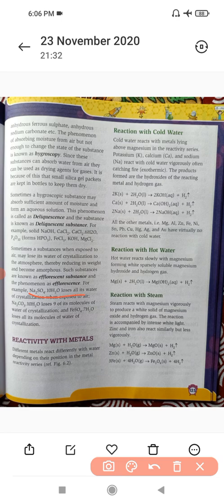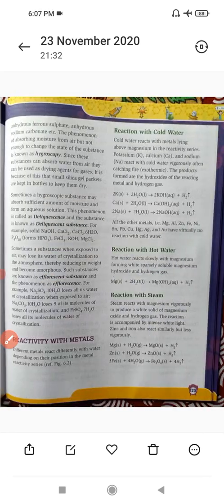So students, the examples, definitions, and phenomena are very important. Sometimes questions come from the examples. So that is up to this portion in today's lecture. Next lecture I will talk about the reactivity of metals.